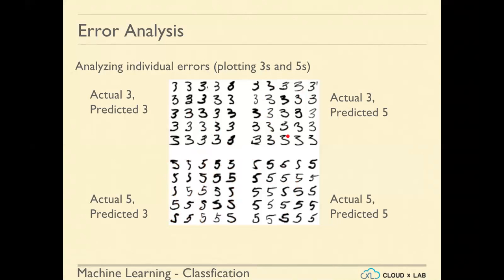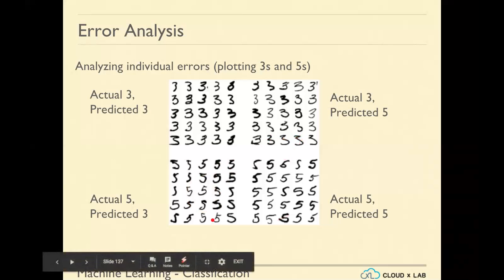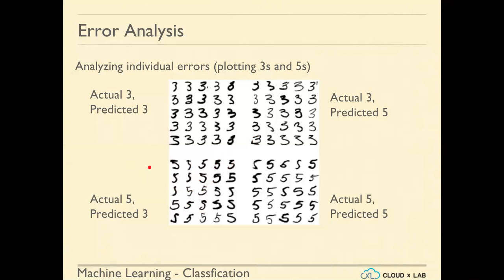Okay, so in some of the cases it's actually very confusing for us also. You can see this one, right? If this digit is given to me, I will mark it as 3, not 5. And this one, if it is given to me in isolation, I'll generally mark it as 5. So our algorithm is not all that bad. Just there are these few corner cases.